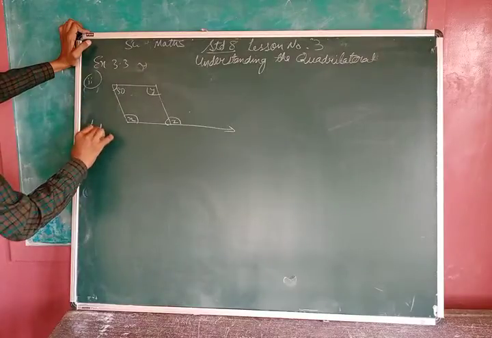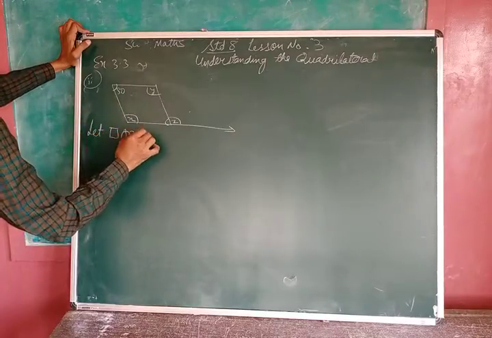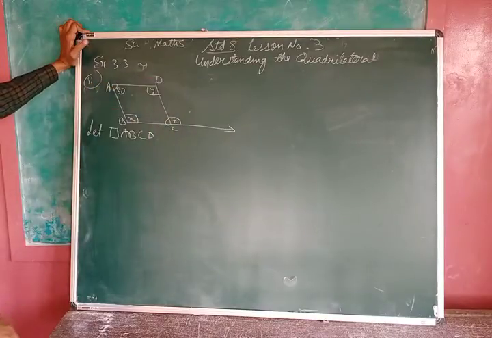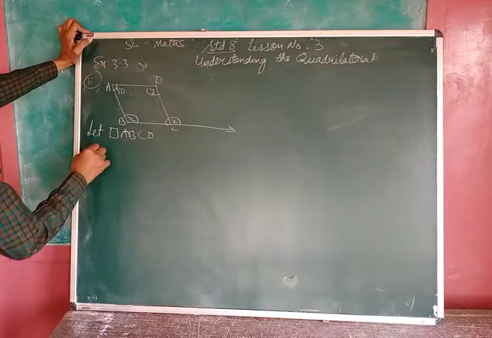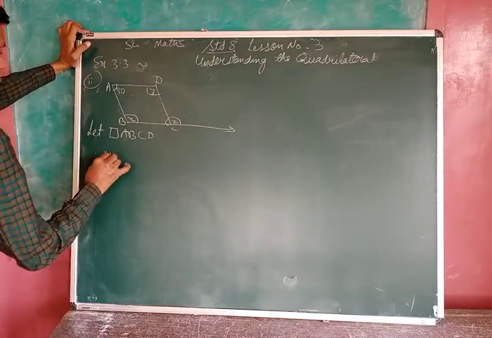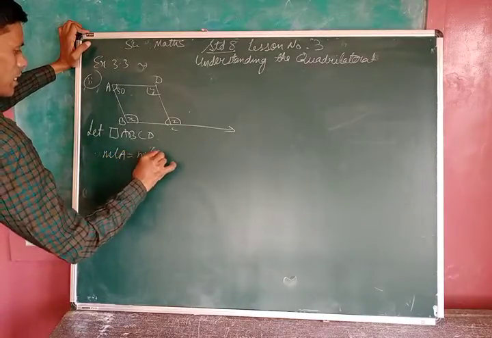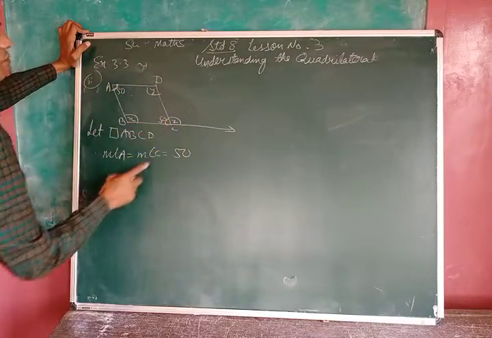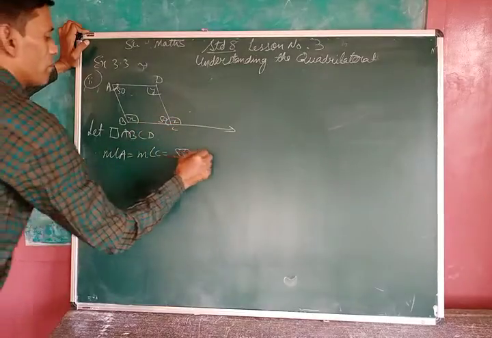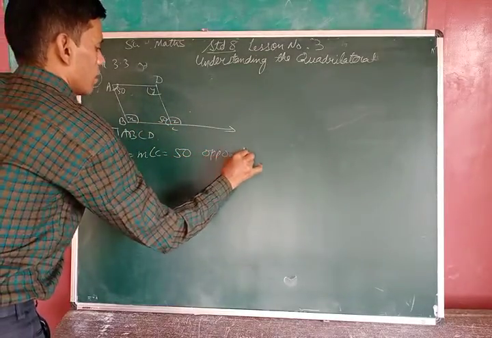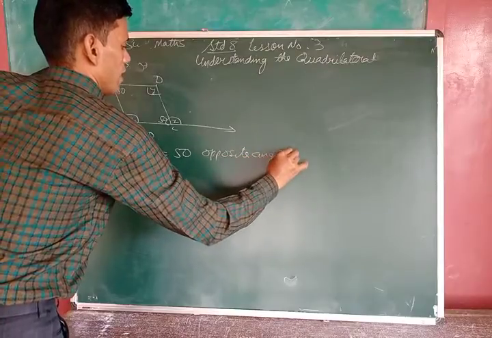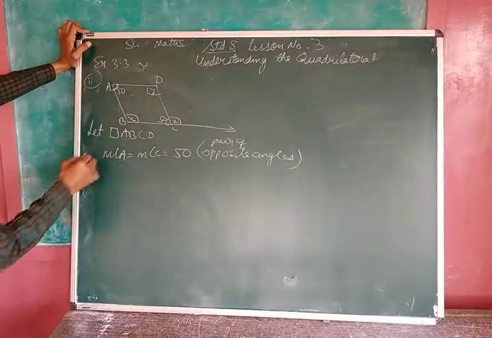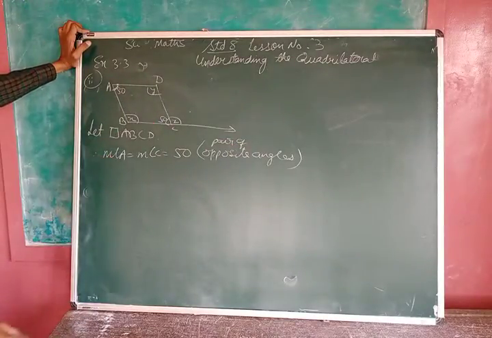Name it A, B, C and D, so it will be easy for you. Now look here. Measure angle A is equal to measure angle C is equal to 50. A is 50, so C is also 50. Why 50? The reason is a pair of opposite angles. Therefore, measure angle C is also 50.